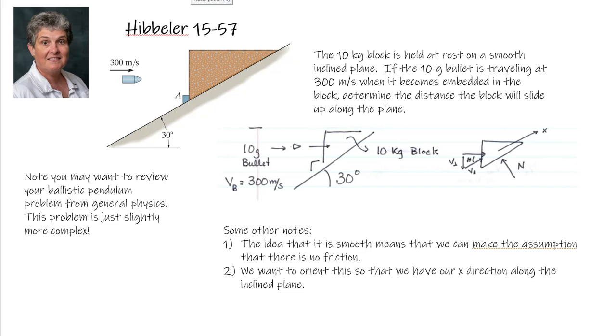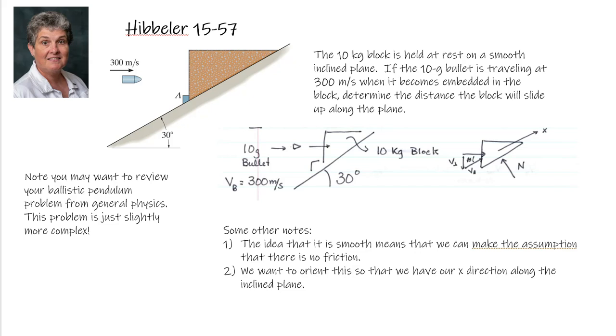Here's an example from the back of the chapter. This is from Hibbeler, chapter 15, number 57. We've got a block on an inclined plane, and we're going to hit that block with a bullet. It's a 10-kilogram block, held at rest on a smooth inclined plane. The bullet is 10 grams, traveling at 300 meters per second when it becomes embedded in the block. We want to determine the distance that the block will slide up along the inclined plane.